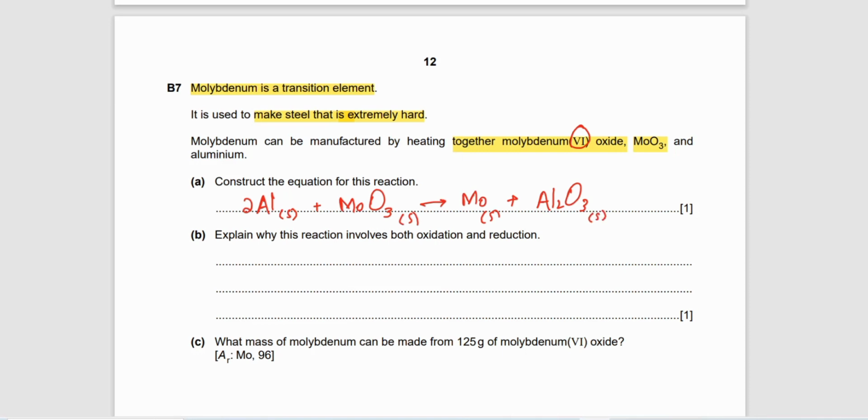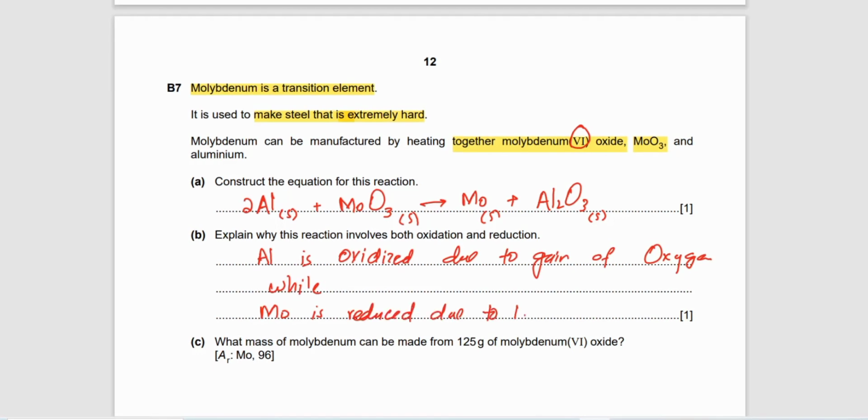Explain how this reaction involves both oxidation and reduction. Yes, aluminum is oxidized because it gains oxygen, and molybdenum is reduced because it loses oxygen. So aluminum is oxidized due to gain of oxygen, while molybdenum is reduced due to loss of oxygen.